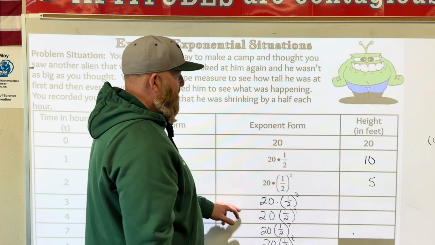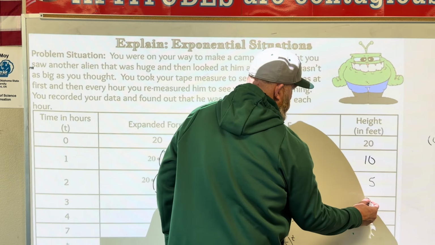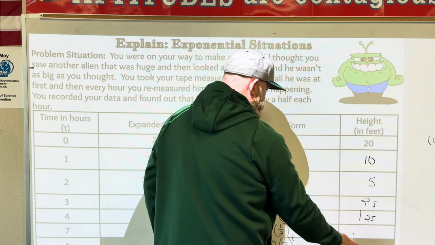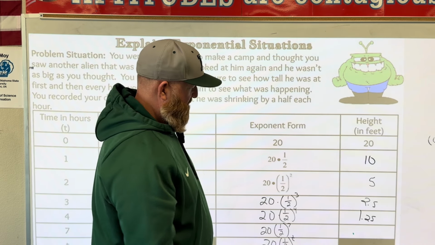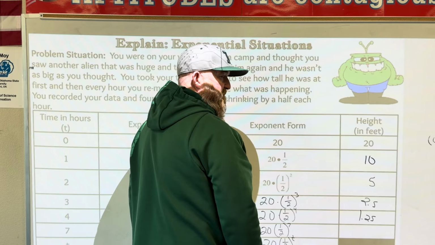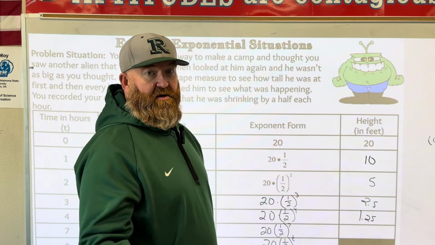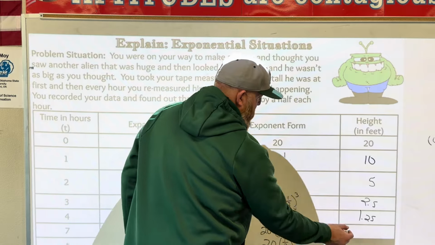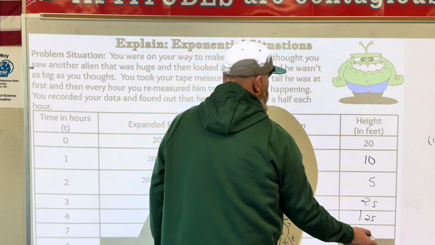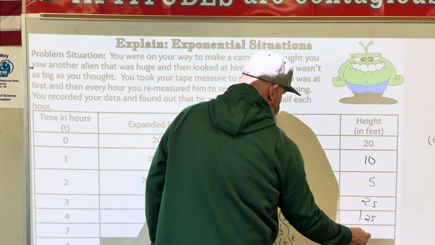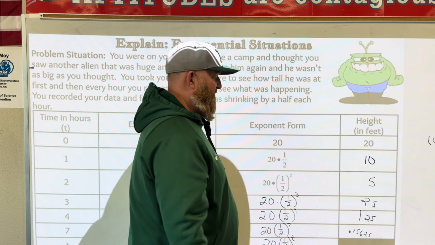All right, here we go. So it goes from 5. You should have gotten 2.5. Yes. 1.25. What is it after 7? It's not 0.625, because that would have been 5. What is it at 7, guys? It's point what? Is that right? Yeah. 0.15625?